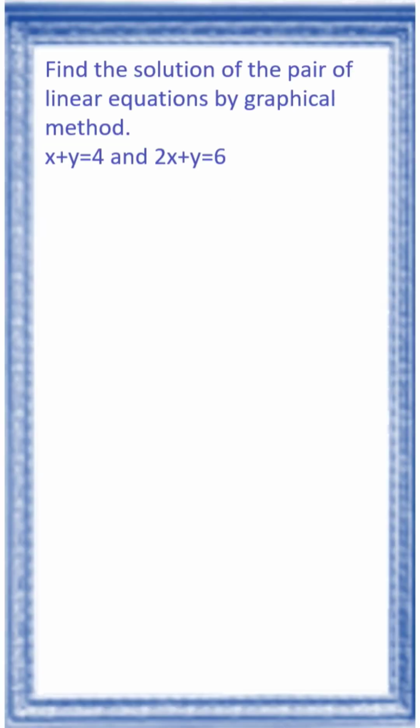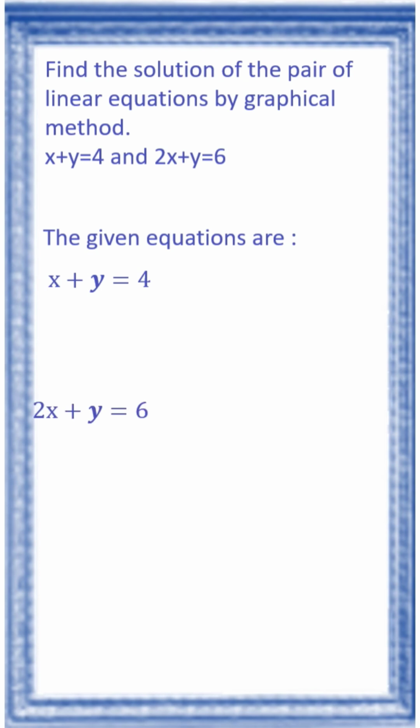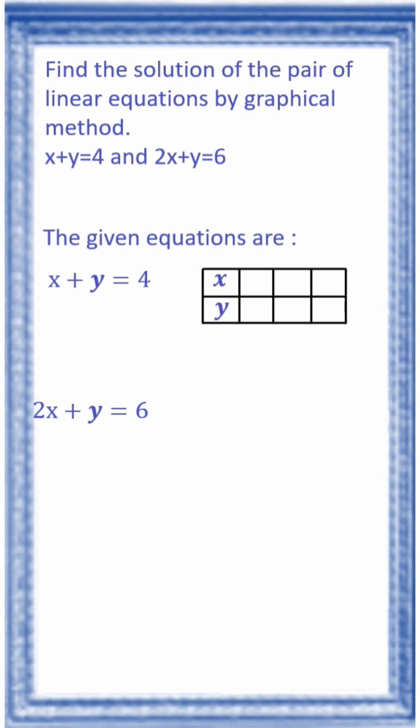Now let us solve yet another problem on a graphical method. Find the solution of the pair of linear equations by graphical method. x plus y is equal to 4 and 2x plus y is equal to 6. These are the two equations. Now let us have a table of values for x and y for the first equation.